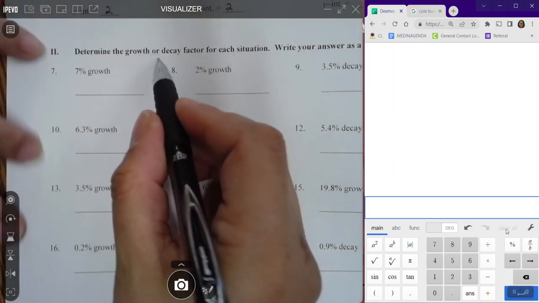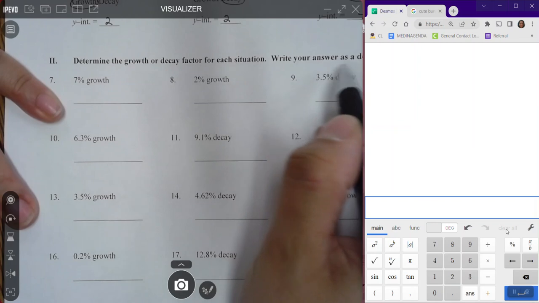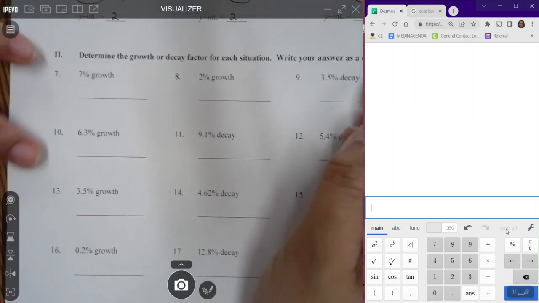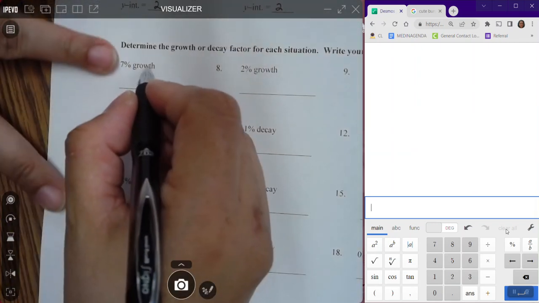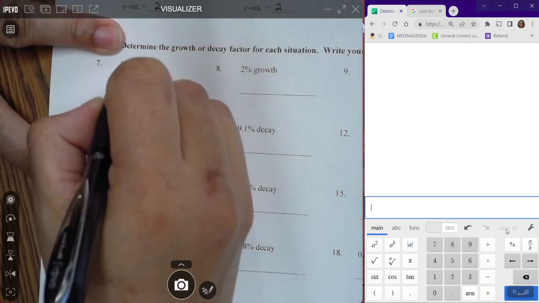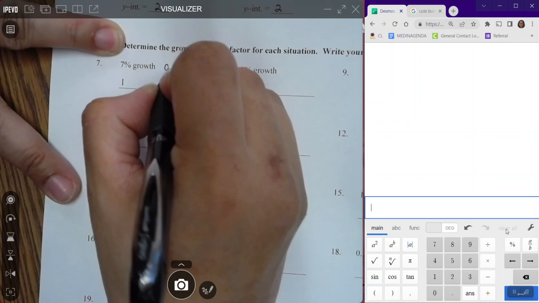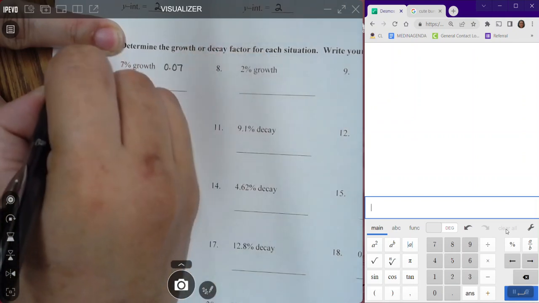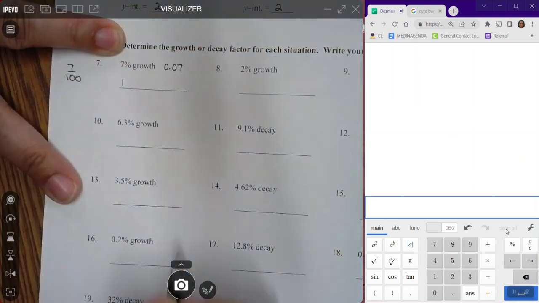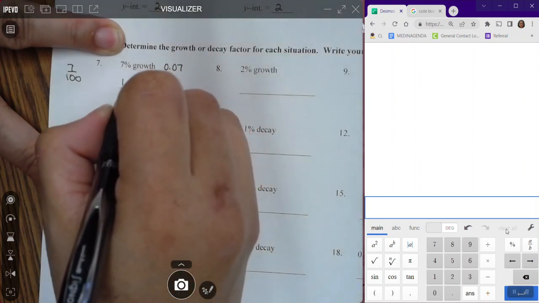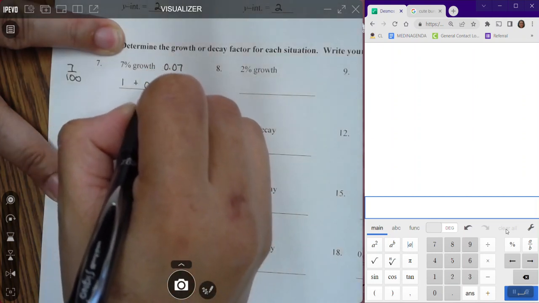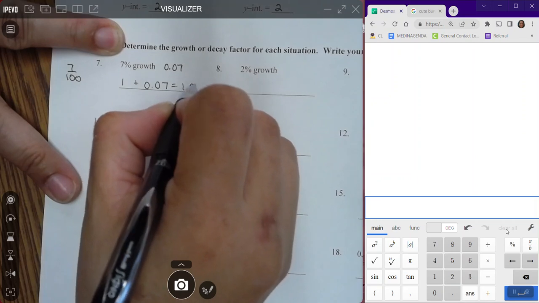All right, determine the growth or decay factor for each situation. Write your answer as a decimal. All right, here we go. This is growth. So it's going to be 1. Remember, to turn this into a decimal is 0.07, right? 7 divided by 100. So growth is plus, so it's 1 plus 0.07 or just 1.07.